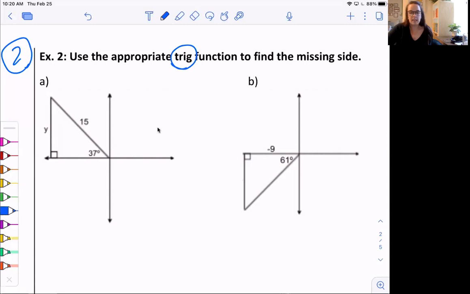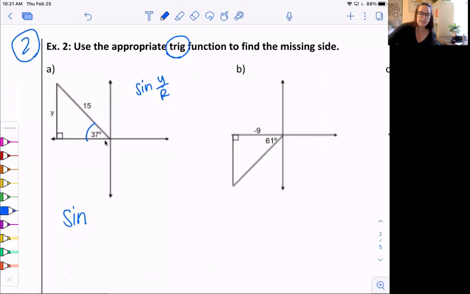So for A, we have our theta here. They tell us we want y, and we have our radius. So if we have y and radius, which of the 3 functions, sine, cosine, or tangent, are we going to use if we have y and r? Yes, Araceli, good job. We're going to be using sine because sine, remember, is y over r.